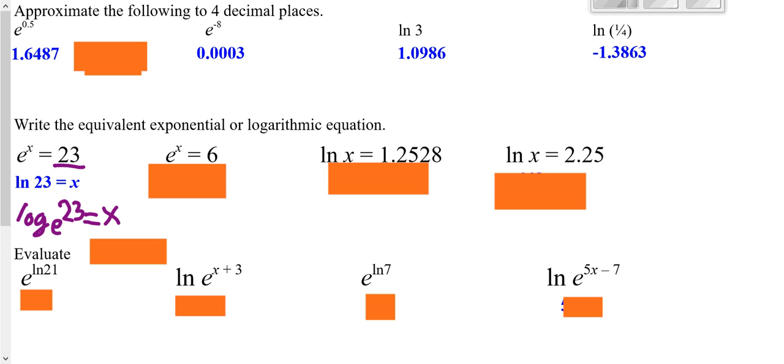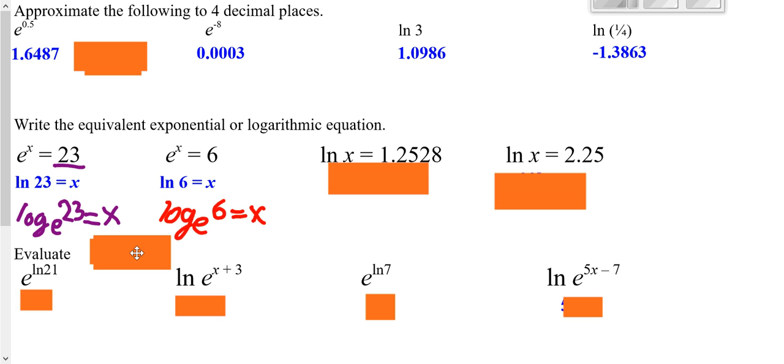So, looking at the next one, we could go log of our base of e, put our exponent on the other side. What was on one side here, the 6, goes after your log. So, because we have log base e, we could write that as a natural log.